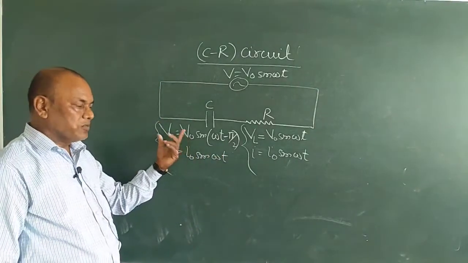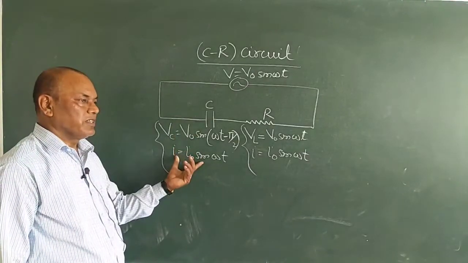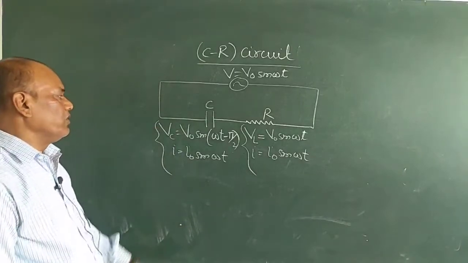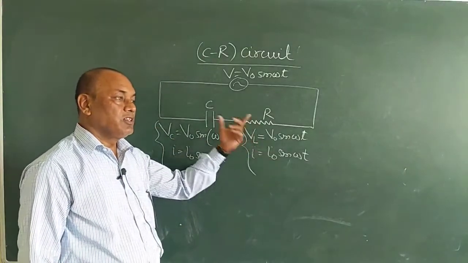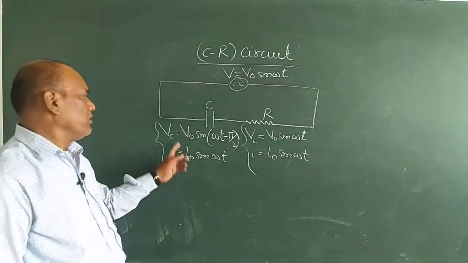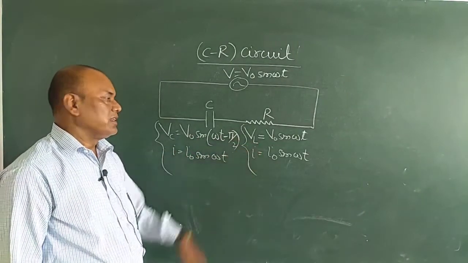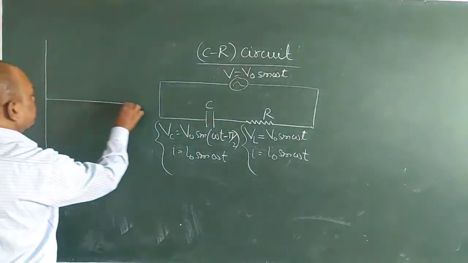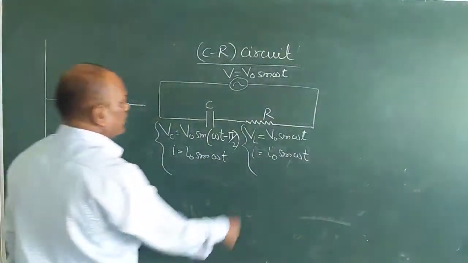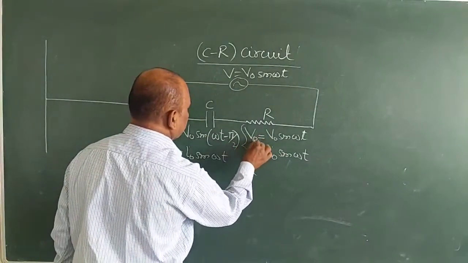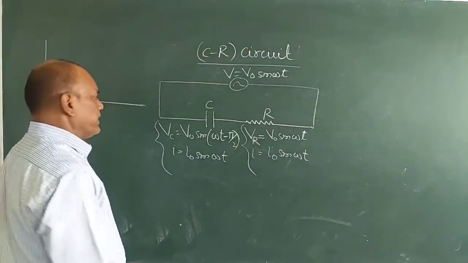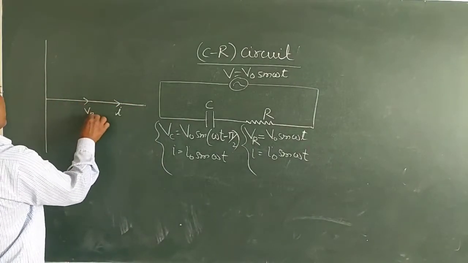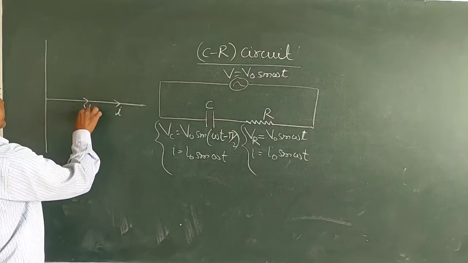Voltage lags behind the current in the case of a capacitor, so this equation will be written in this form. Now here we have to draw a phasor diagram between VC and VR. How to draw it? We take it like this. In the case of resistance, both are in the same phase, so current and VR follow the same direction.